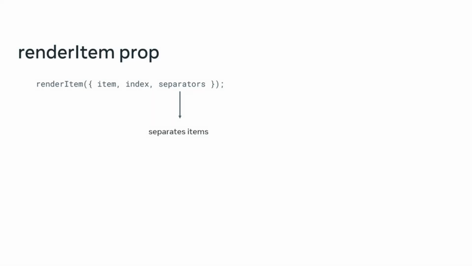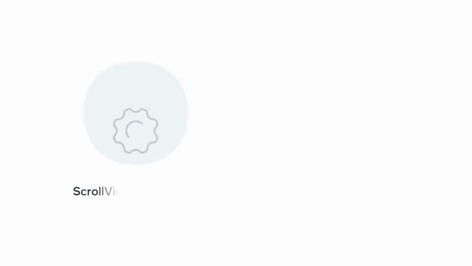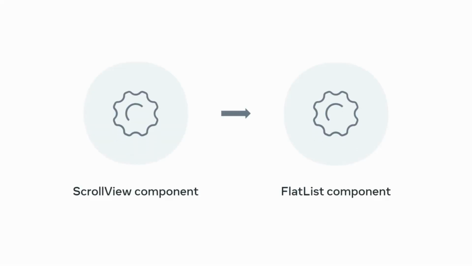Finally, you can also pass the optional separators, which can be used to highlight or unhighlight items. In addition to data and render item, there are several other optional props that can be passed to the FlatList component to define the header, footer, separator, and many more. You will learn how to use FlatList with commonly used props by exploring an example of each.